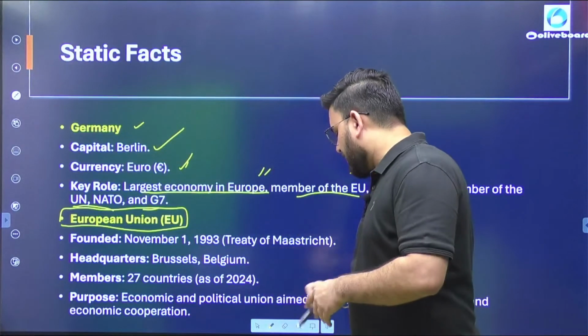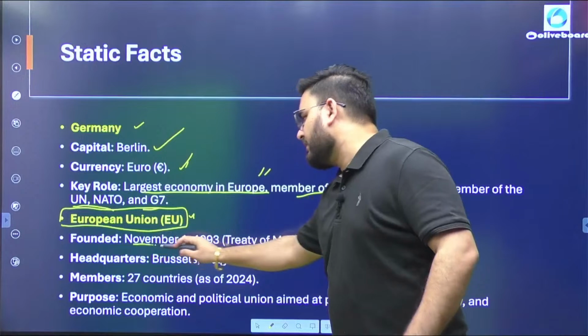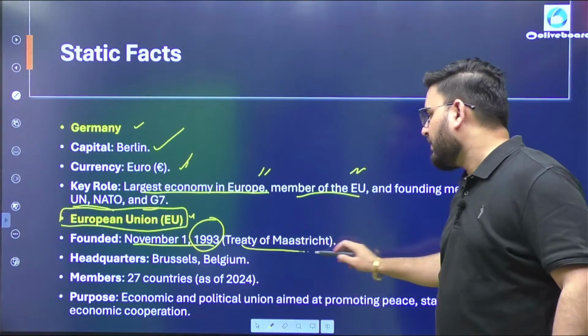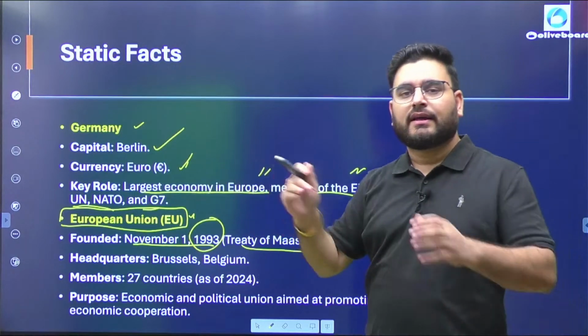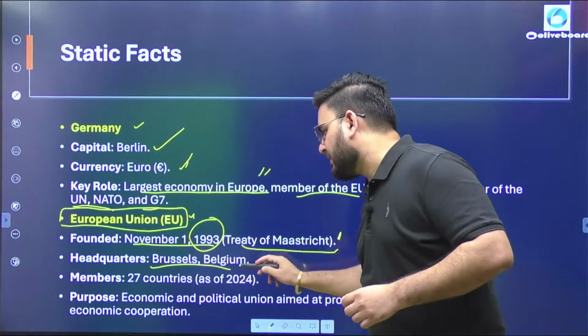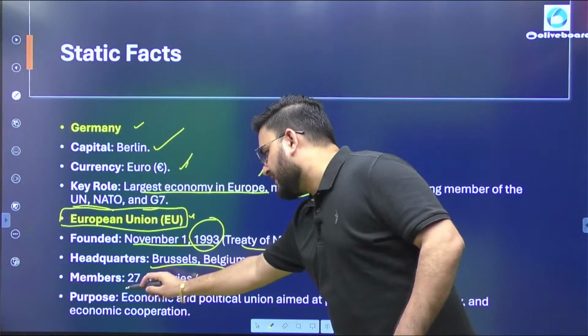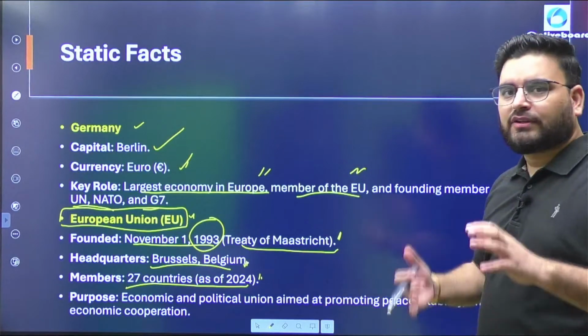Chal. So, about the European Union. It was founded on November 1st, 1993, under which treaty? The Treaty of Maastricht. Remember this: as per this treaty, the European Union came into existence. The headquarters is in Brussels, in the country of Belgium. It has 27 countries as of 2024. Remember this. And what is the purpose?